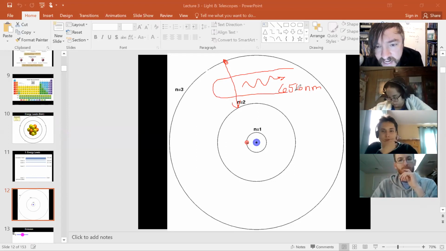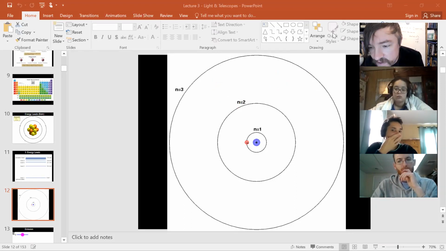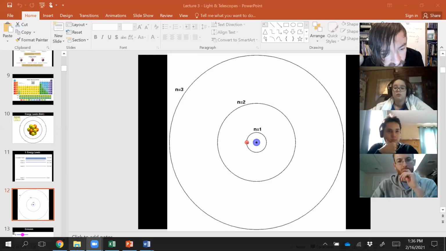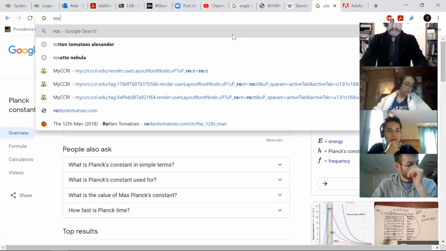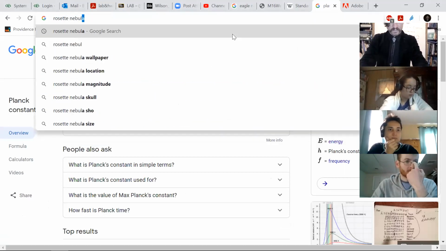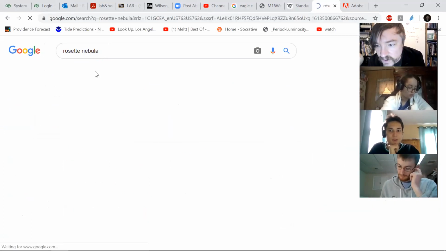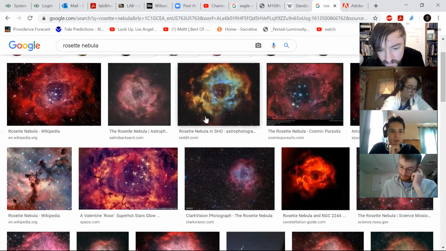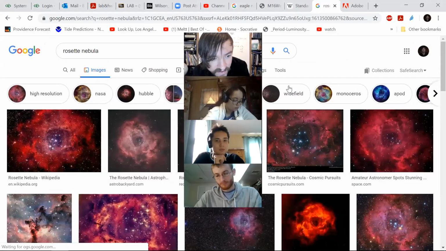Now, why would I be telling you about this photon, 656 nanometers? It's one of the most famous photons in all of astronomy. Let me show you where you might find it. Let's take a trip out to outer space once again, but this time let's go to the Rosette Nebula. Somewhere in outer space, there's a newborn cluster of bright, bright stars surrounded by a pocket of hydrogen gas.